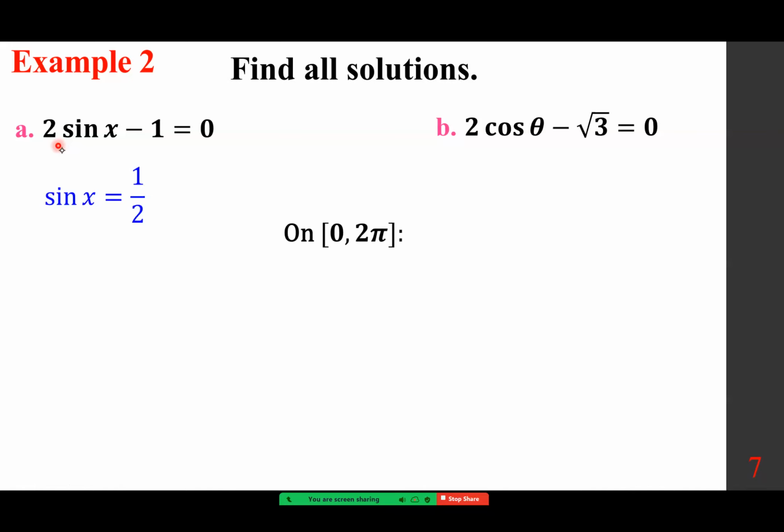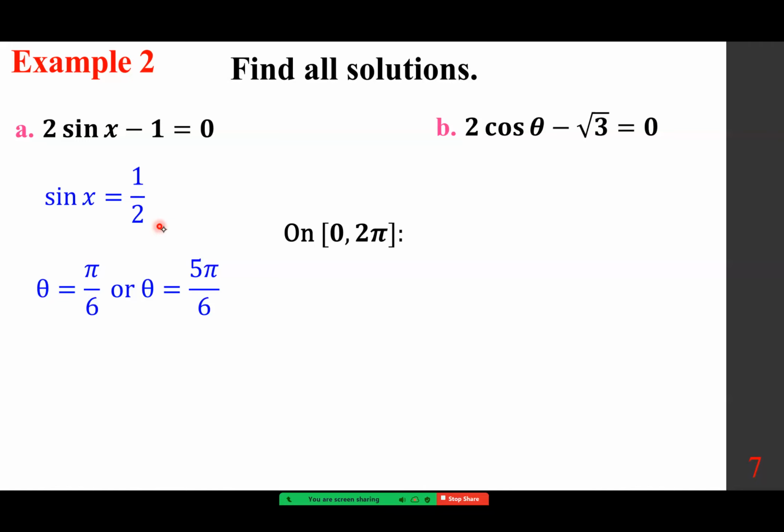Well, if we are interested in the interval of 0 to 2 pi, as you know, x is pi over 6, which is the first quadrant. Sine is positive in the second quadrant as well. So pi minus pi over 6, or 5 pi over 6.